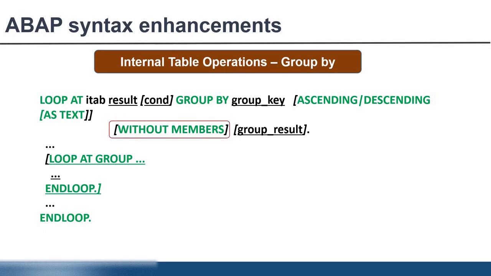Without members, this addition constructs groups, but there is no access to the rows of the groups in the group loop.